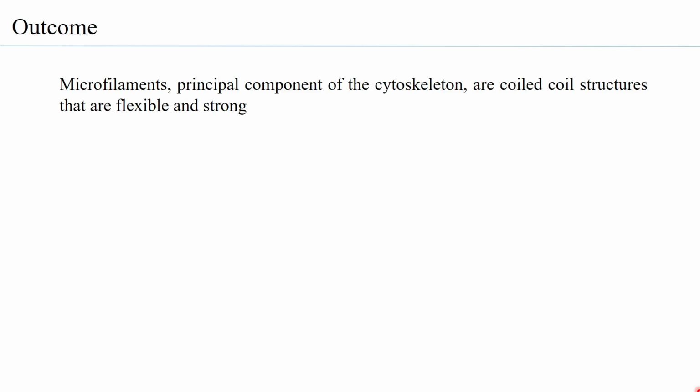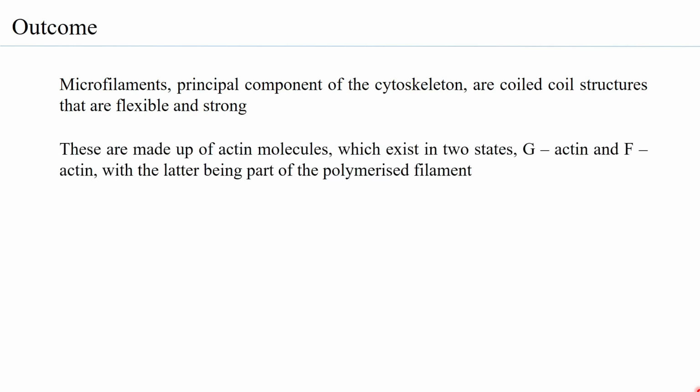So microfilaments, a principal component of the cytoskeleton, are coiled coil structures, which means there are two polymers coiling around each other as right-handed helices to form what is called the coiled coil structure, and they are flexible and strong. These are made up of actin molecules, which exist in two states, G-actin and F-actin, with the latter, the F-actin, being the actin when it is part of the polymerized filament.